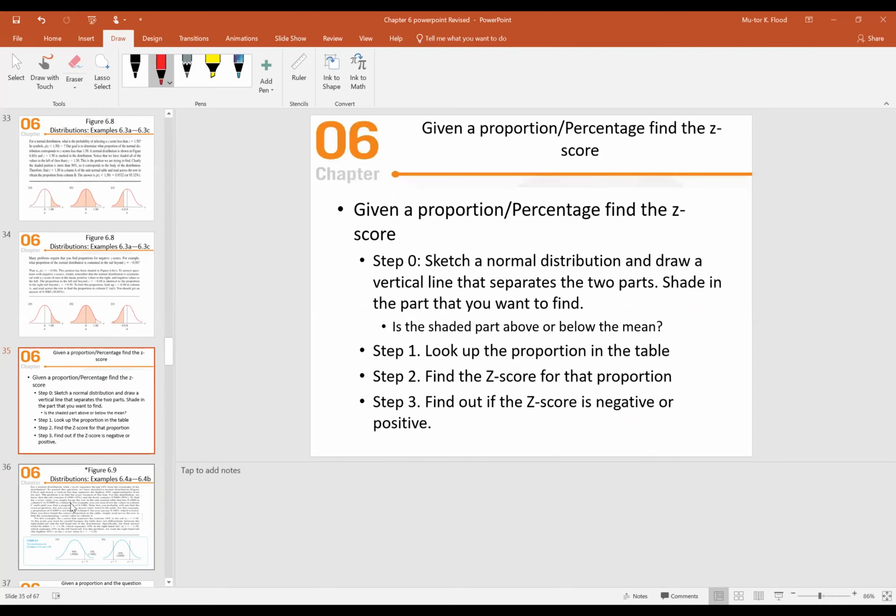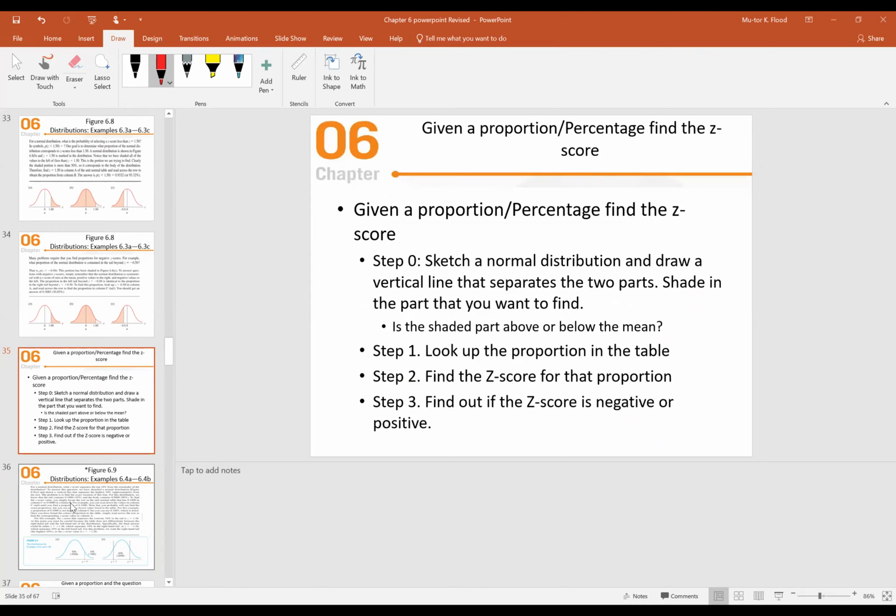All right, so we can do other kinds of questions with this. Now, given a proportion or a percentage, find the z-score. The last question was saying, here's a z-score, what is the proportion or percentage? Now we're going to give you the proportion or percentage and you tell us where the z-score is at.